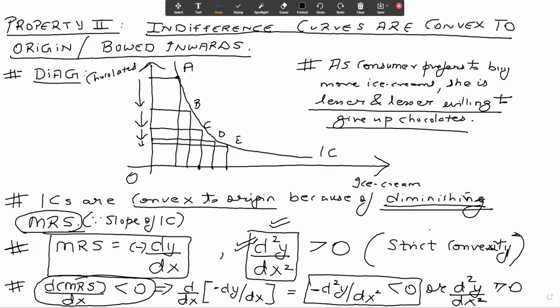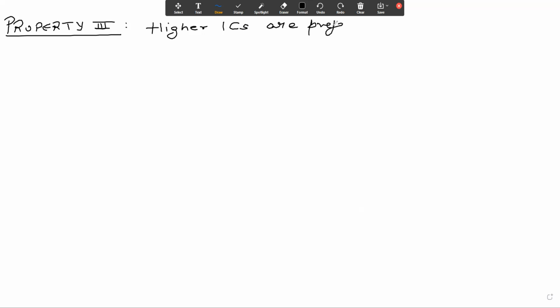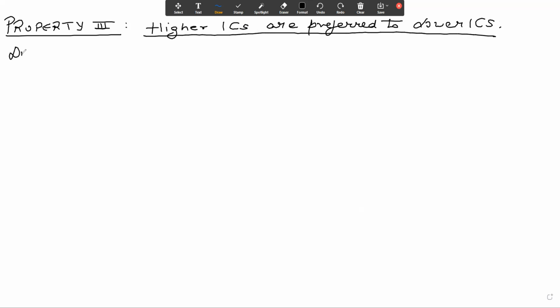Okay, let's look at property 3, guys. Property 3 says higher indifference curves are preferred to lower indifference curves.